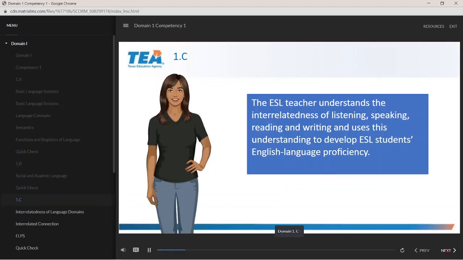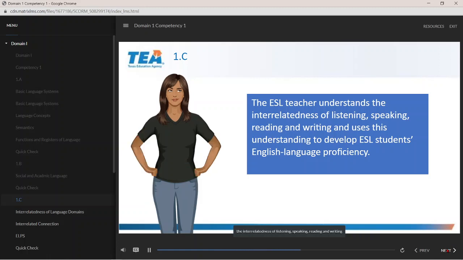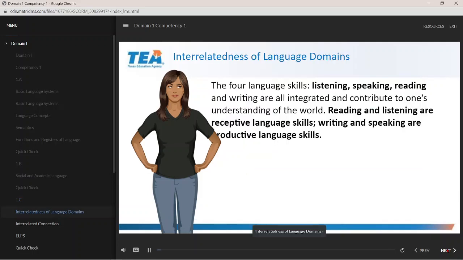Domain 1.C. The ESL teacher understands the interrelatedness of listening, speaking, reading, and writing, and uses this understanding to develop ESL students' English language proficiency. Interrelatedness of language domains. The four language skills, listening, speaking, reading, and writing, are all integrated and contribute to one's understanding of the world. Reading and listening are receptive language skills. Writing and speaking are productive language skills.